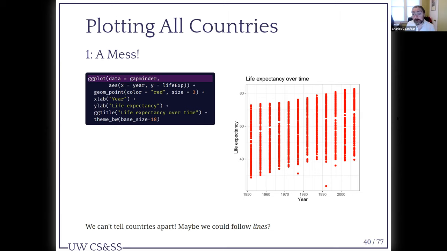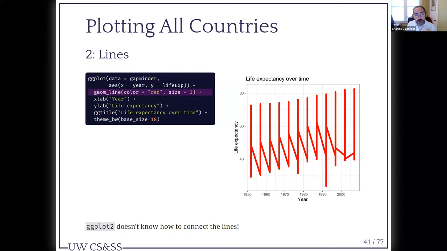Maybe instead we could follow some lines over time. So what I'm going to do is change this from geom_point to geom_line. I've left everything else the same. Well, now we got some lines, right? We do have some lines, but ggplot doesn't know how to connect the lines between all of the different countries. Instead, it's running one line through every single observation, just kind of left to right. This is a useless, hideous plot.